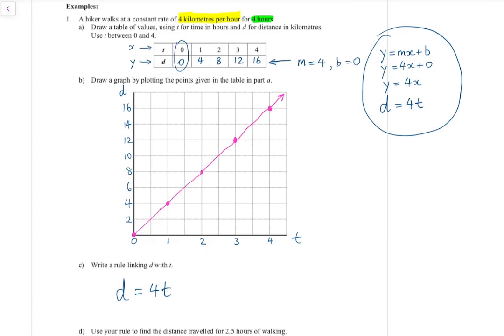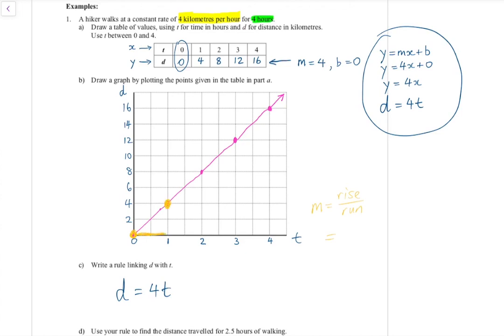Now I said we could also do that from the graph. If I wanted to do it from the graph, it's a little bit trickier, but we can do it. We need to figure out m, which is the rise over the run. So I need to take a couple of points. I'm going to choose two random points. I might choose this point down the bottom and this point here.